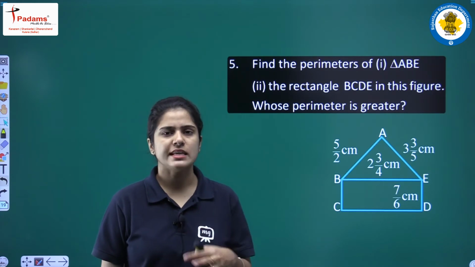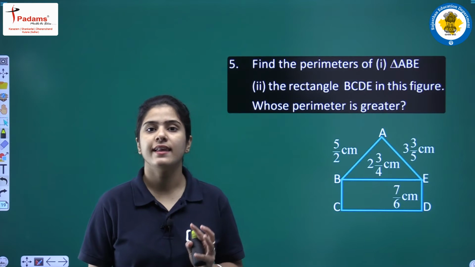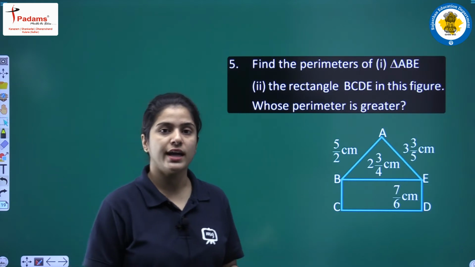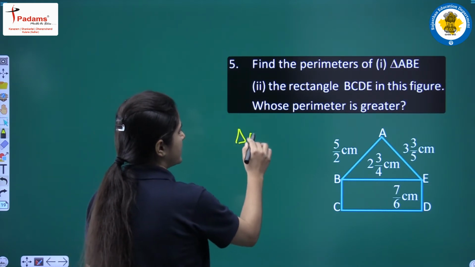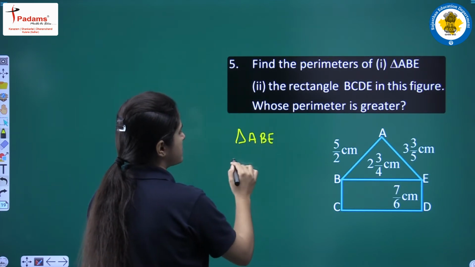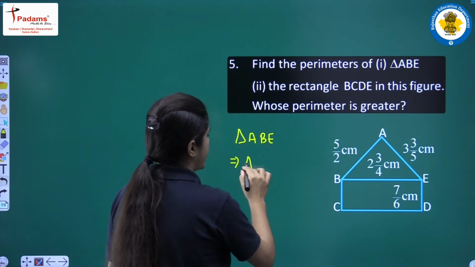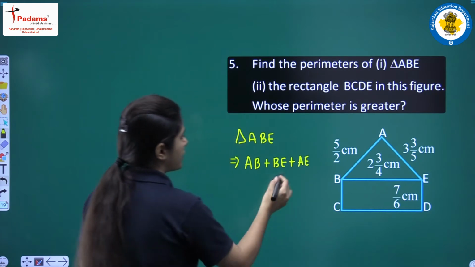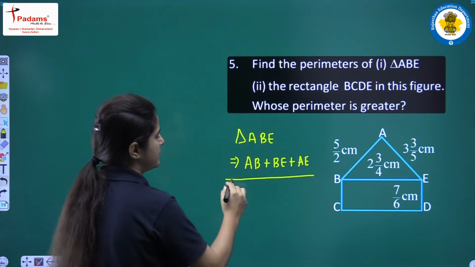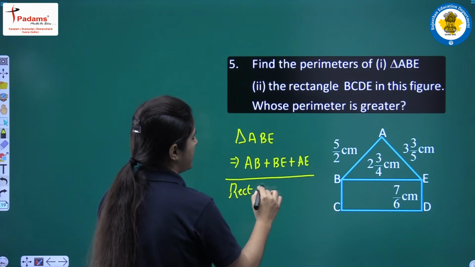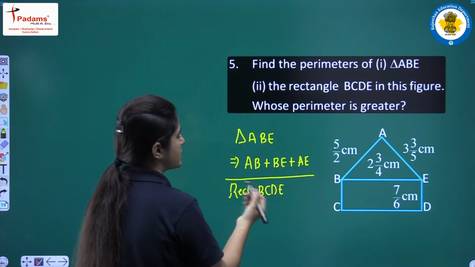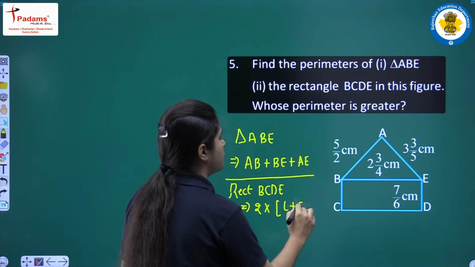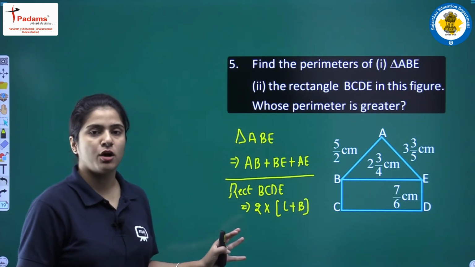Alright students, firstly what is perimeter? Perimeter is the length of the sides of a closed figure. For example, if you are talking about the triangle ABE, then its perimeter is equal to the length of the sides, that is side AB plus BE plus AE. And if you are talking about the perimeter of rectangle BCDE, then its perimeter is equal to 2 multiplied by its length plus its breadth. Here are the formulas of these two.